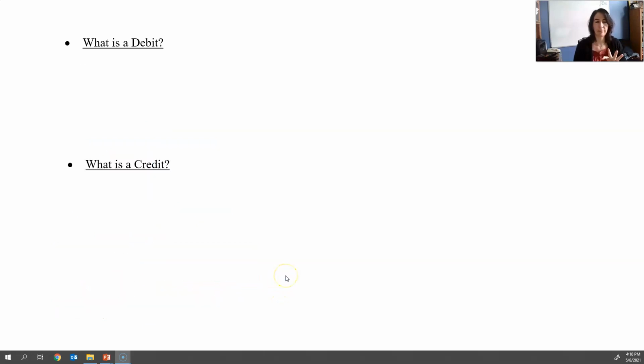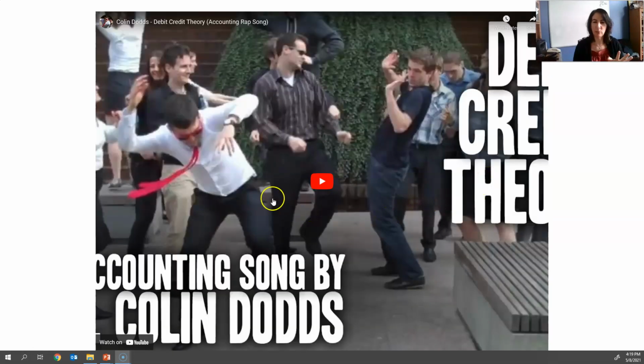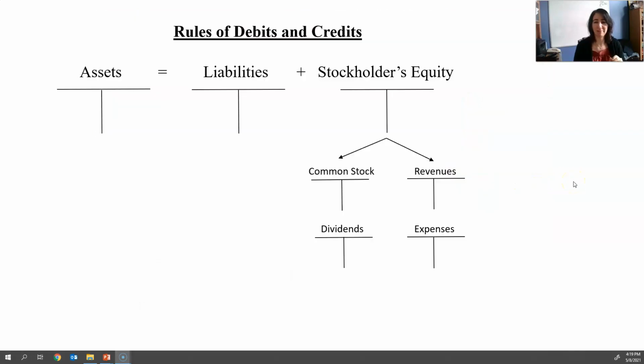All right. So what is a debit? The only thing that debit means is left side. And the only thing that credit means is right side. That's it. Okay? Like I said, it depends on what kind of account it is as to whether a debit is an increase or a decrease, or whether a credit is an increase or a decrease. All right. I'm not going to make you watch this video, but I will show you that it's here. You should look this up on YouTube because you will never forget what side is what after watching this video. But I'm not going to force you to watch it on here.